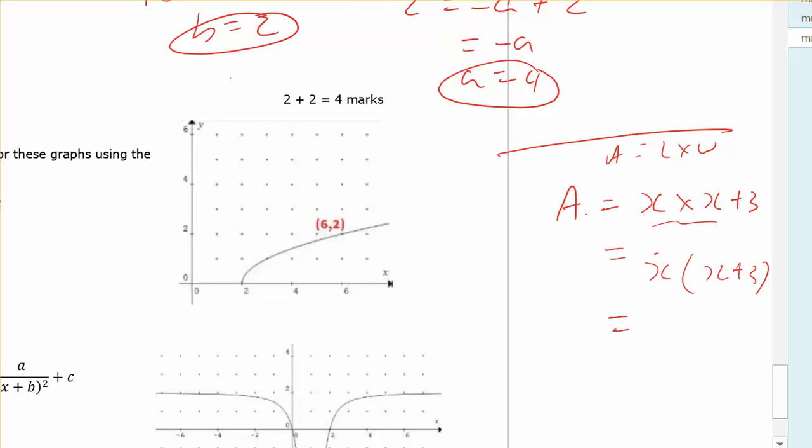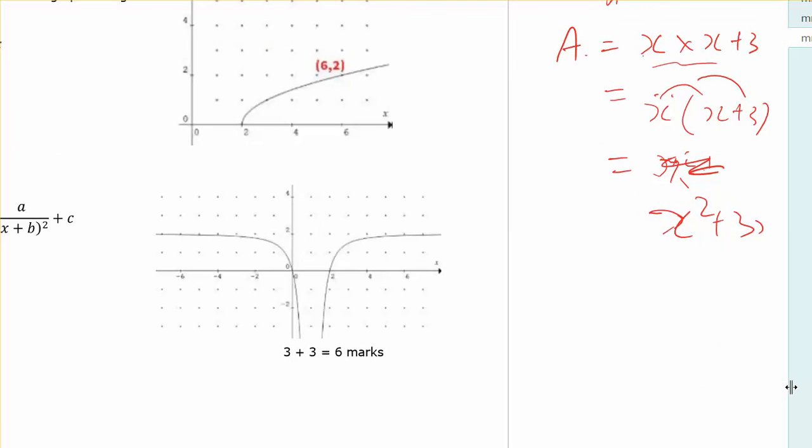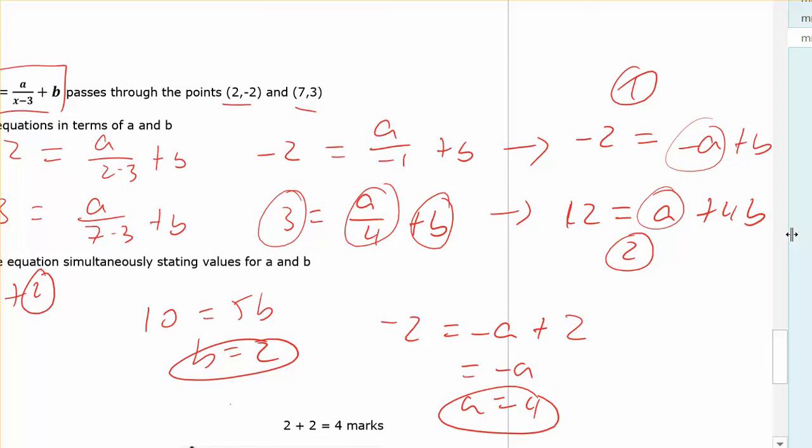So if I go rainbow, I get x squared plus 3x, like that. And that will be your answer.